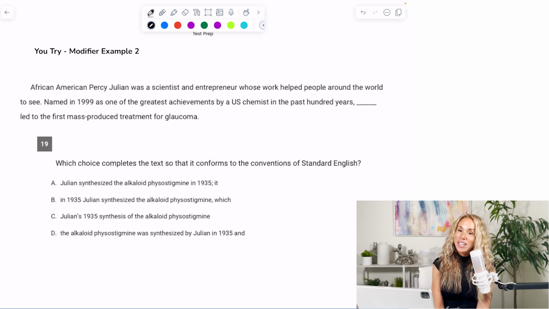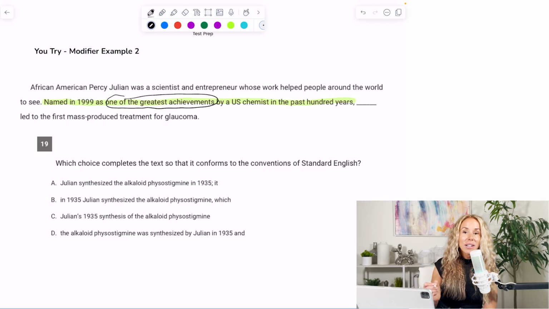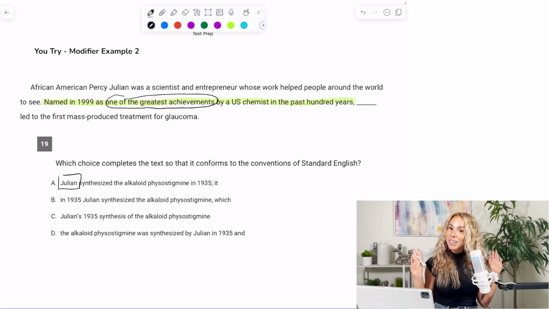All right, you should have had a chance to try this example. So the modifier is named in 1999 as one of the greatest achievements by a US chemist. So it's one of the greatest achievements. We need it to be a great achievement. Julian is not a great achievement. Even though his mom might think so, she's probably the only one. So we're going to get rid of A.